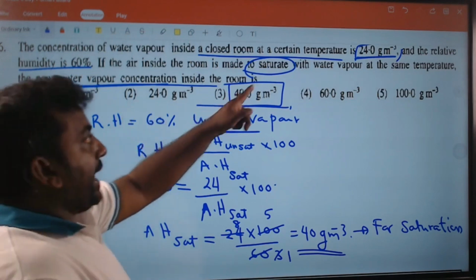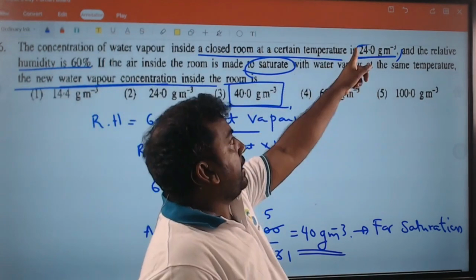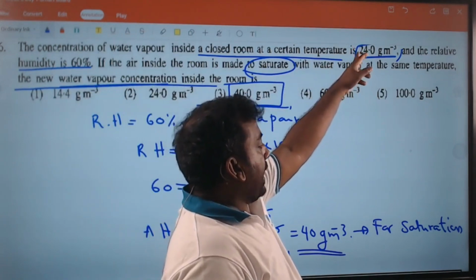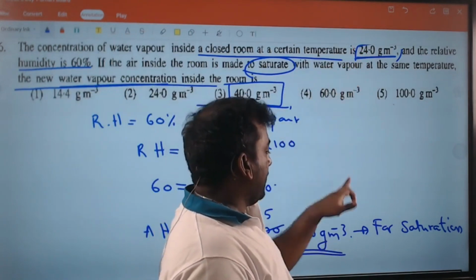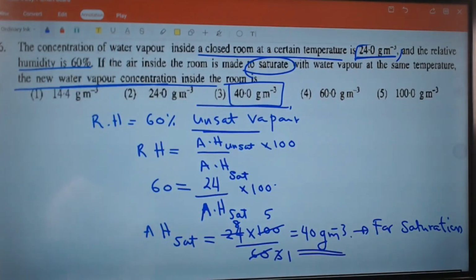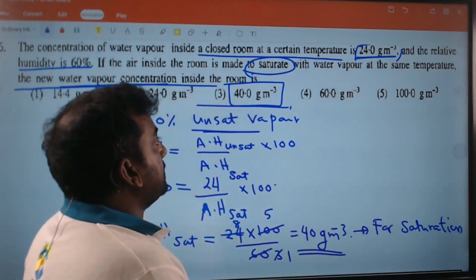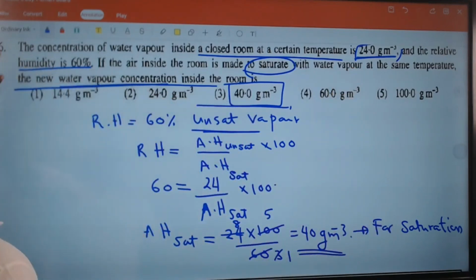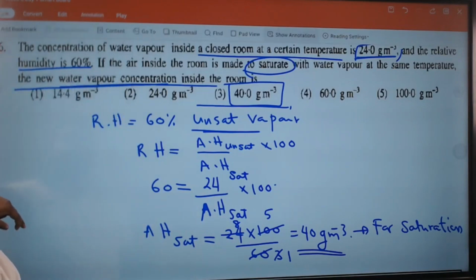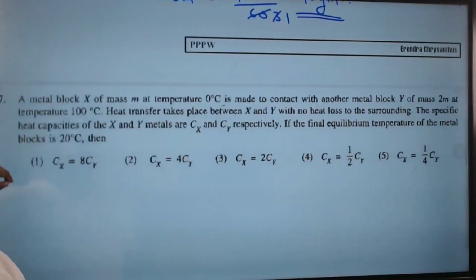So if we can add 16 grams per cubic meter more, saturation can take place. Okay, no? Right.